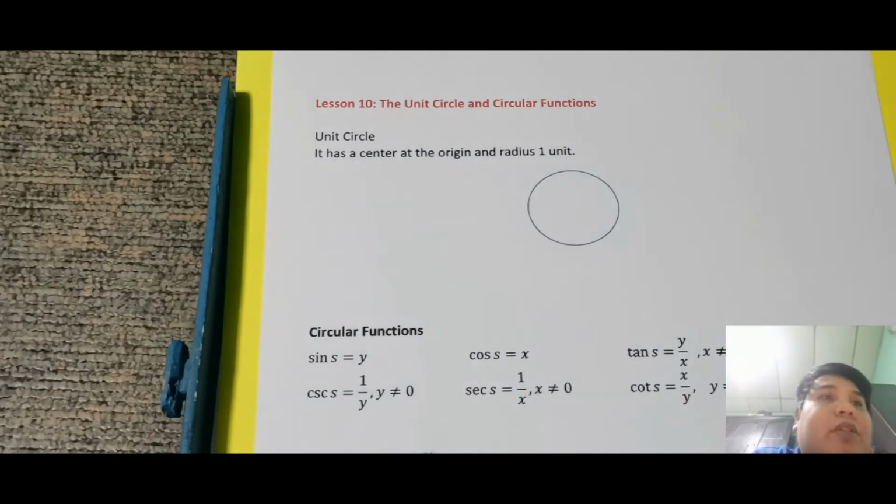Okay guys, welcome dito sa ating YouTube channel. Ito yung lesson 10 sa ating trigonometry. Ito na yung the unit circle and the circular function. Pag-uusapan natin yung unit circle tapos circular function, meaning yung trigonometric function sa ating unit circle.